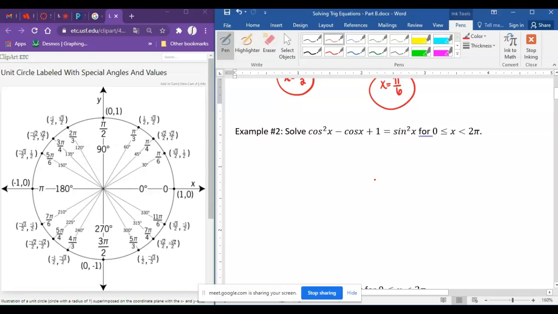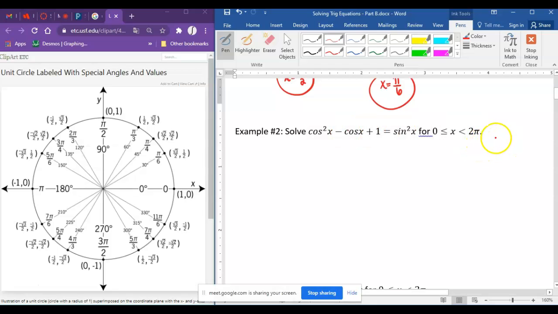So this one's definitely a little more complicated. We've got cosine squared x minus cosine x plus 1 equals sine squared x. And so you've got some issues here because you've got this cosine and you've got sine in this one. So in a problem like this, unless we can replace our sine squared x plus cosine squared x with 1, which we cannot do here because our sine and cosine are on the opposite sides of the equal sign, we typically want to change everything to sine or everything to cosine.